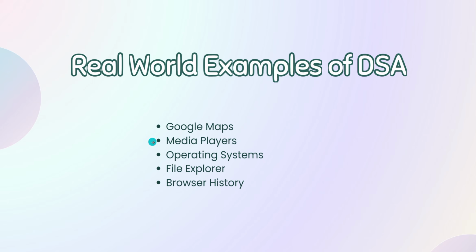Some real-world examples of DSA include Google Maps, which uses graphs and algorithms like A-star algorithm, etc. Then we have media players, which use linked lists, then operating systems, which use queues, file explorers, which use trees to store all our folders and files, and browser history, which uses stacks. I will further explain all of these when I'm talking about specific data structures in my further videos.